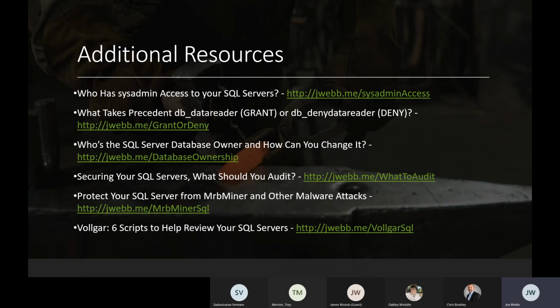There are some others up here: securing your SQL servers, what should you audit, protecting your SQL Server from malware attacks, and using some scripts to identify if you've been exposed to attacks like Vulgar.